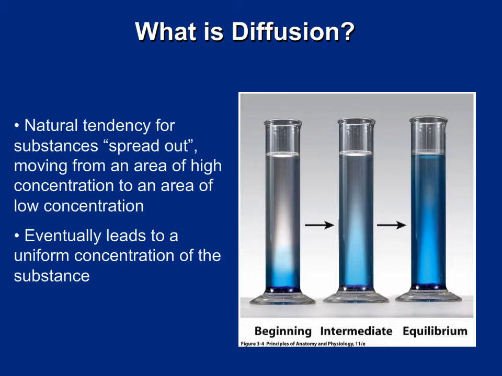Now the first transport mechanism we're going to talk about is passive transport, and passive transport, remember, does not require any external energy input, but it does utilize a process called diffusion. And diffusion is the natural tendency of a substance to spread out, moving from an area of high concentration to an area of low concentration.